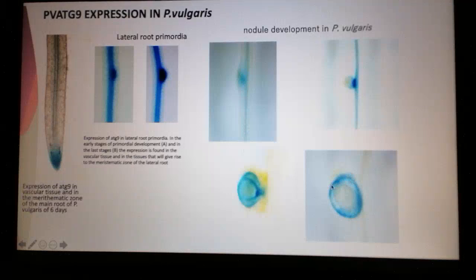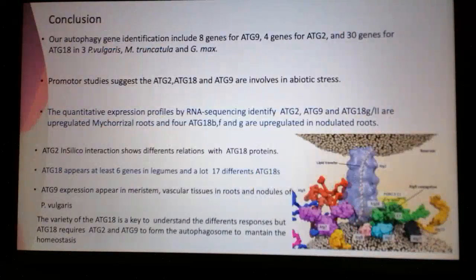Finally, in this talk, I showed you some studies in 3 different families which are part of the complex to understand the role of autophagy. In conclusion, our autophagy gene identification includes 8 genes of ATG9, 4 genes of ATG2, and 13 genes for ATG18 in Phaseolus vulgaris, Medicago truncatula, and Glycine max. Promoter studies suggest ATG2, ATG18, and ATG9 are involved in abiotic stress.